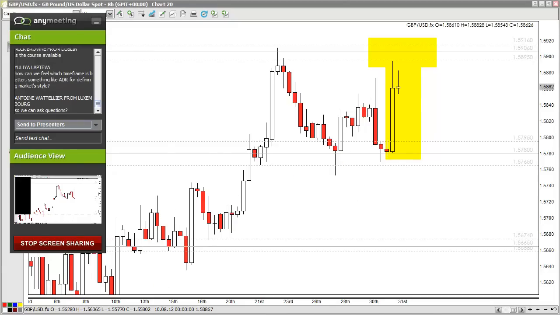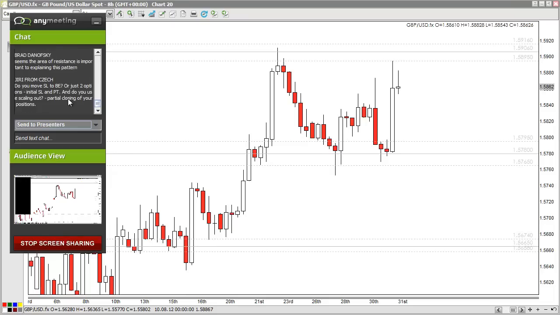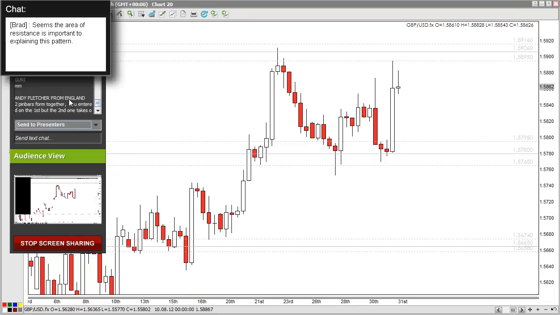Andreas, is my stop loss below the low of the pin bar if I'm going long? The answer to that is, well, it depends sometimes. But yes, I try to put my stop loss below the low of the pin bar if I'm going long.